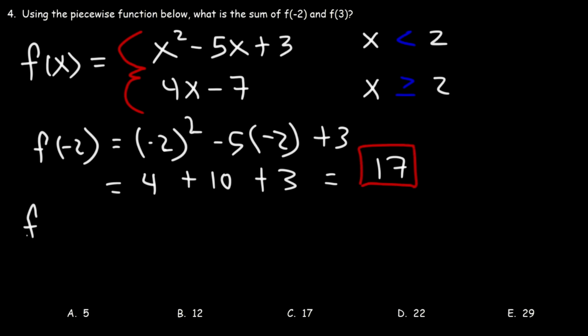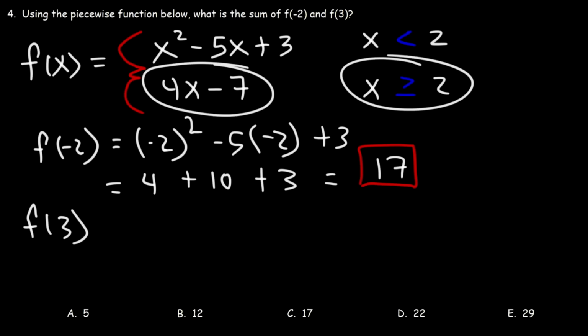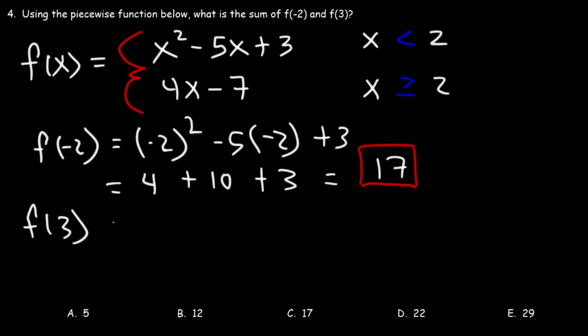Now, let's evaluate f of 3. 3 is greater than 2, so we need to use this second portion of the piecewise function. So it's going to be 4 times 3 minus 7. 4 times 3 is 12. 12 minus 7 is 5.